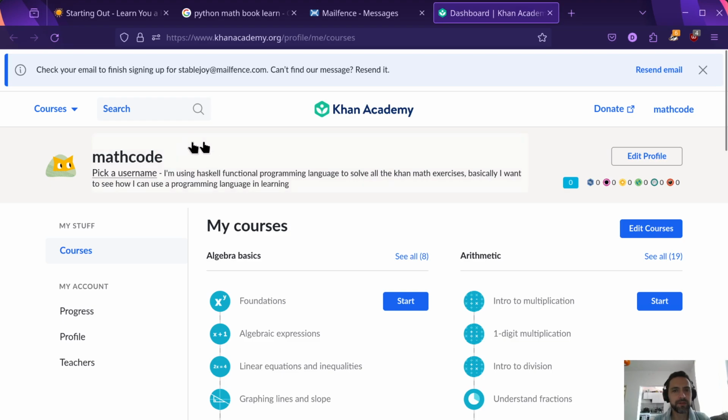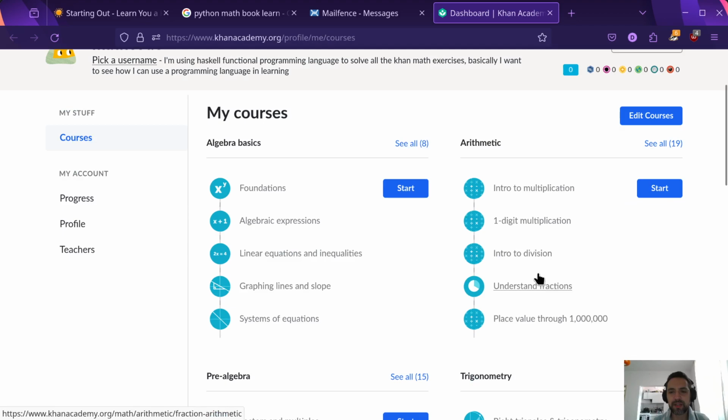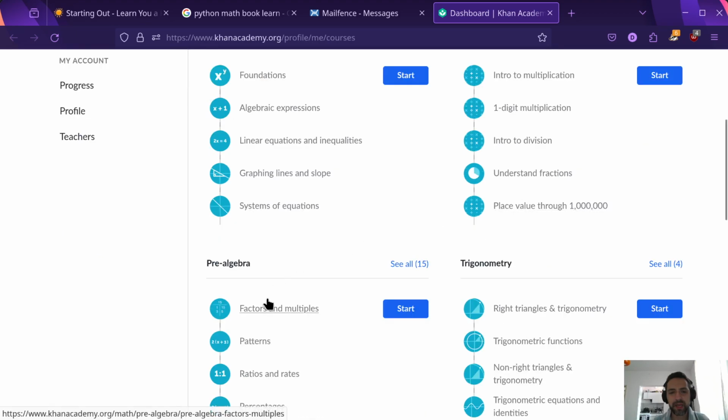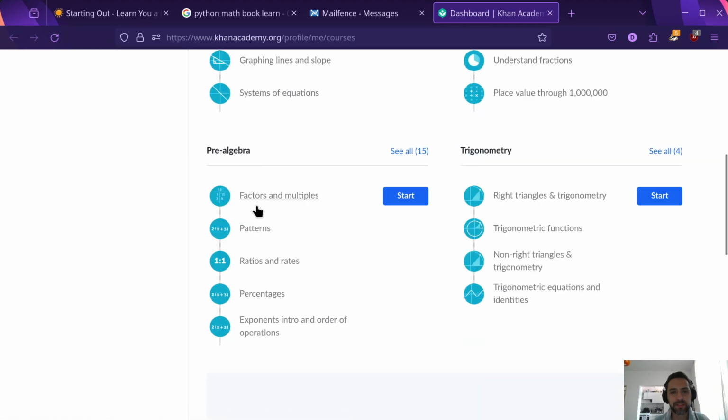So let's continue. I've made an account, math code. Pick a username. I'm using... algebra basics, arithmetic, foundations. Maybe we could start, I don't know, understand fractions. Like all of these, you see all of these things, maybe I can do with Haskell. Pre-algebra, algebra basics. Ratios, percentages, exponents intro, and order of operations, factors.